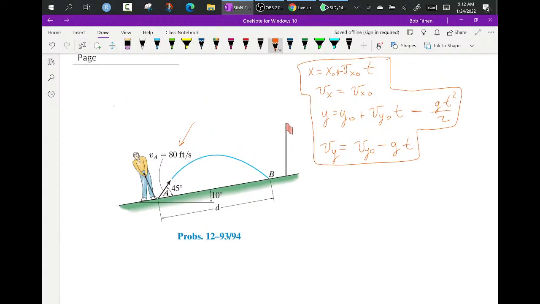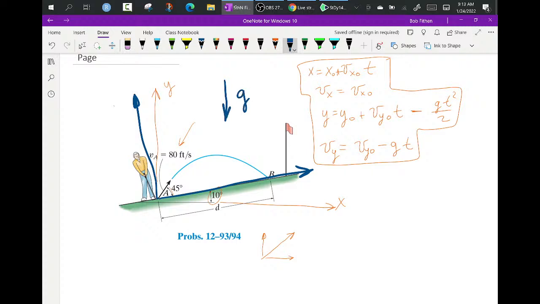Okay, so let's determine our coordinate system. So there's my X and there's my Y. It's 45 degrees from the ground, but then you have an extra 10 degrees. The only reason you wouldn't put the coordinate system here is because then gravity would not be in the y direction. So you actually have to have your coordinate system such that gravity is going in the opposite direction as y.